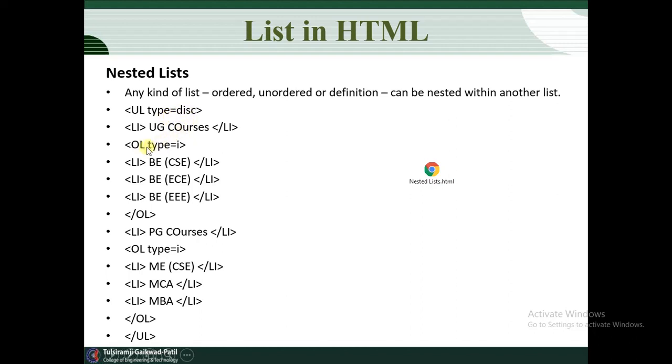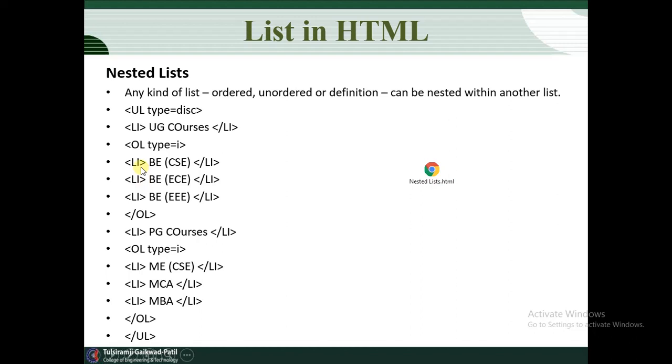Now OL type. OL is called an ordered list. Here we have taken the combination of UL and OL. Now you may observe the OL type equals to I. Again we observe LI, BA, CSE. These are the three different elements: the first element is BA CSE, then BEC, and B electricals. We have written them under the LI tags.